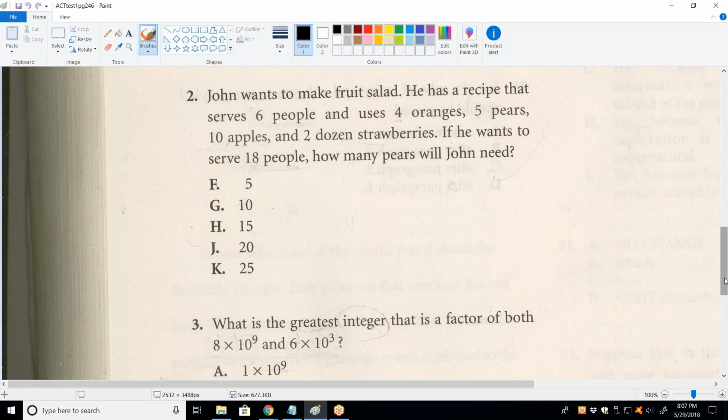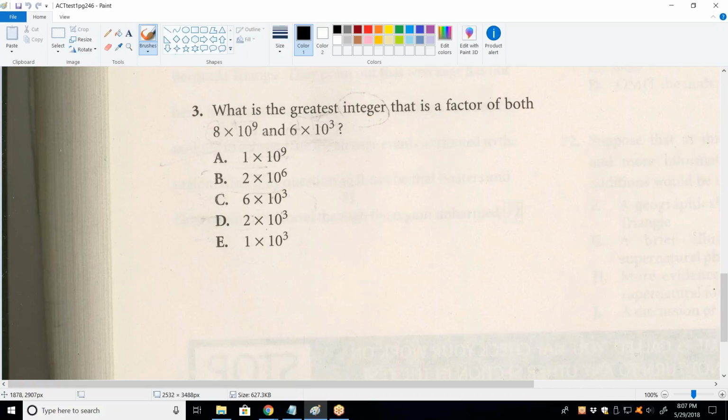Oh, would it be 15? Very good. Notice all the unnecessary numbers in there. We don't care if there's 4 oranges, 10 apples, or 2 dozen strawberries. The only thing we're focused on is the pairs. Okay. Number 3.